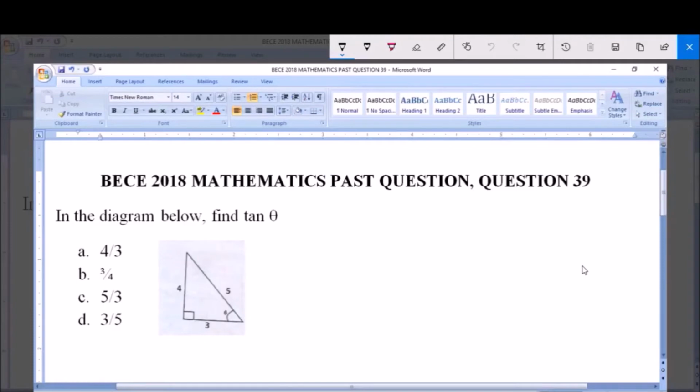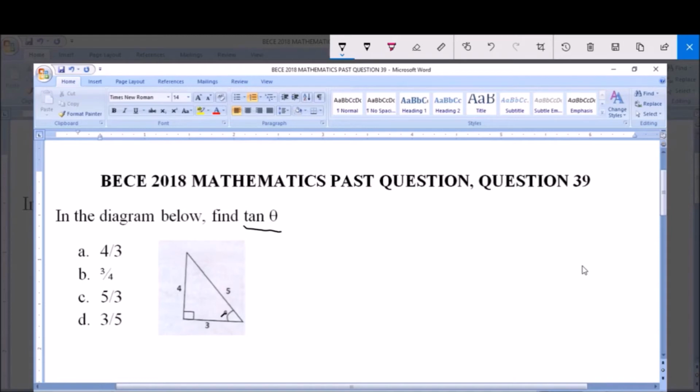Today we're going to be dealing with BECE 2018 Mathematics Past Question 39. In the diagram below, find tan theta. A 4 over 3, B 3 over 4, C 5 over 3, and D 3 over 5. So we are asked to find tan theta in the diagram below. Now this is the diagram. This angle here is theta.